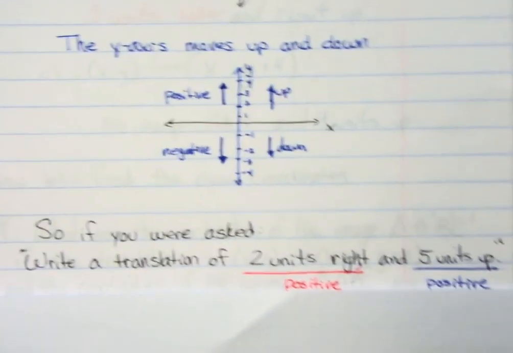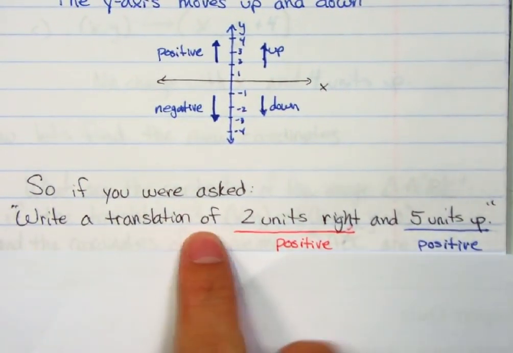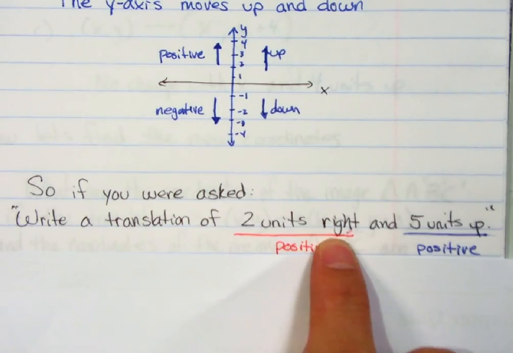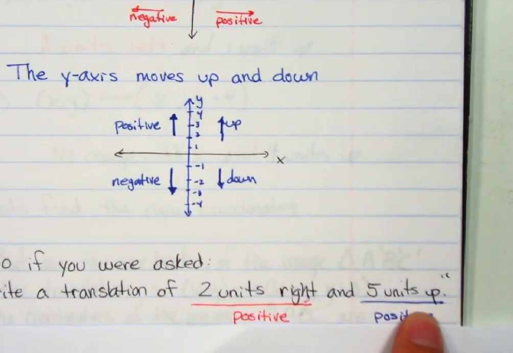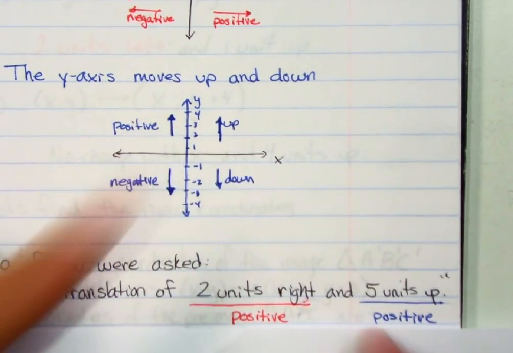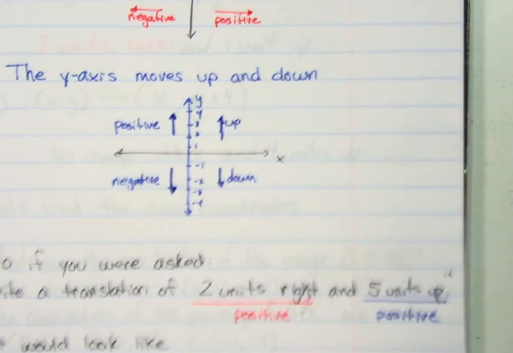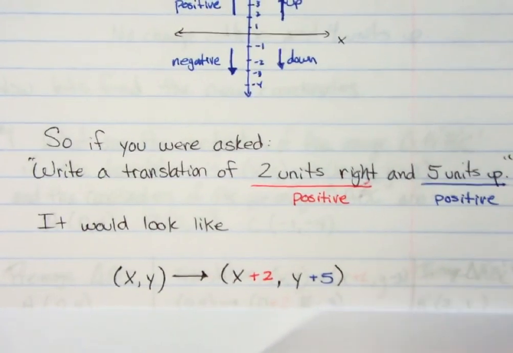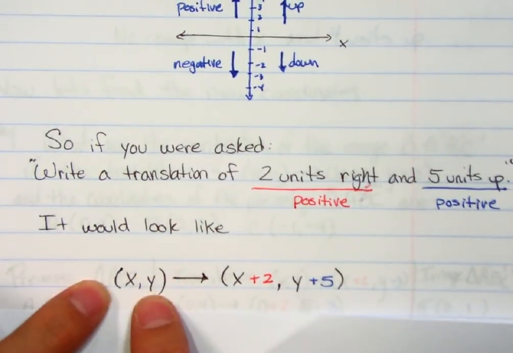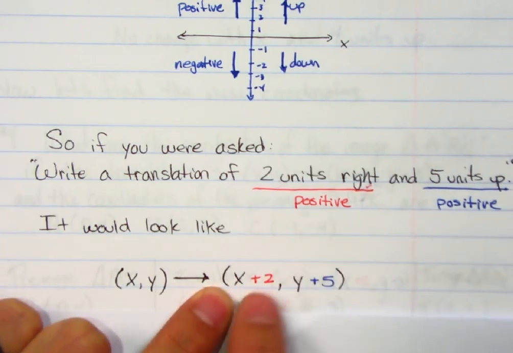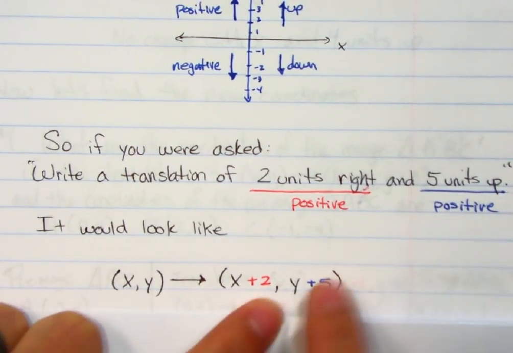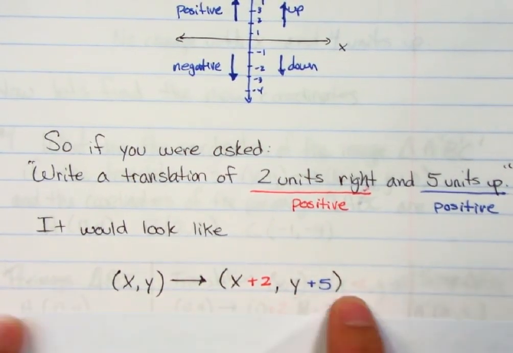So if you're asked to write the translation of 2 units right and 5 units up, think about right. If I'm going right, that means I'm going positive. And 5 units up means I'm also going positive. That means it'll look something like this. You go (x, y), put it in parentheses, write your arrow, and you say x. I want to go 2 to the right, so I add 2 to the x. And if I want to go 5 units up, I'm going to go y plus 5. And that's how you would write translation notation.